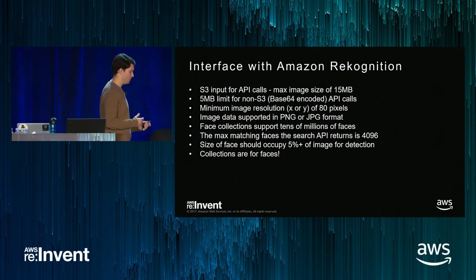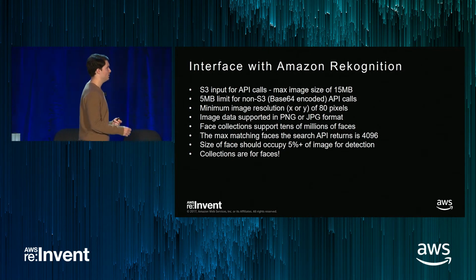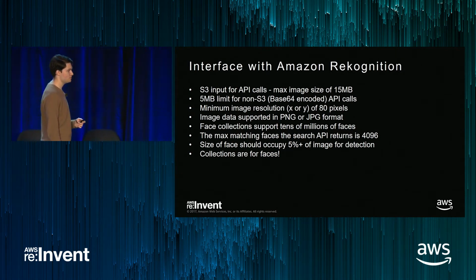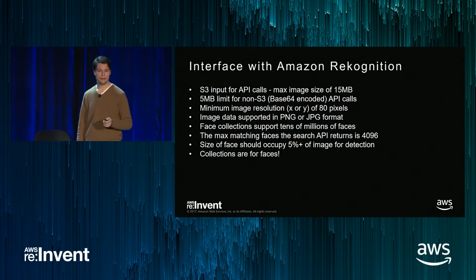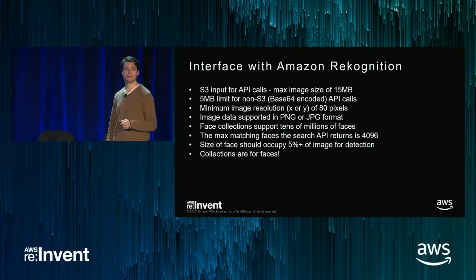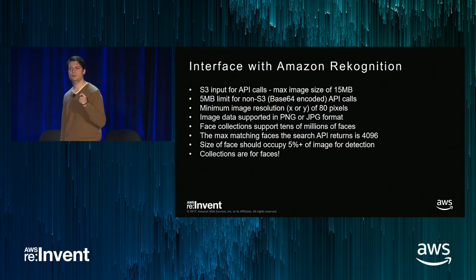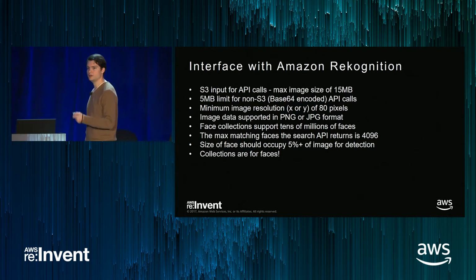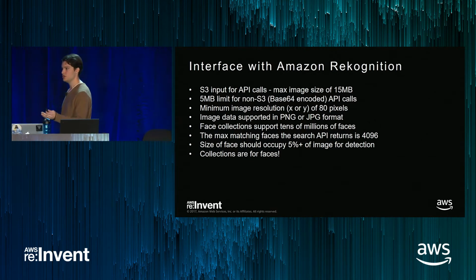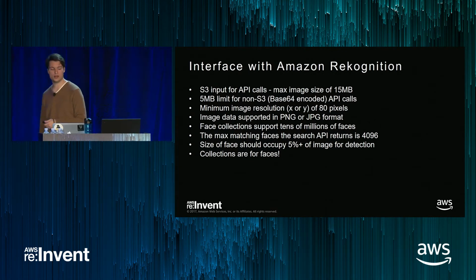So how do you interact with Rekognition? How do you interact with these API calls? Well, you have a few different options. The easiest is to just use the S3 abilities of Rekognition. You've got to specify your bucket name, your file name, and a version of your file. Rekognition will grab your file out of S3 and perform whichever API call you've requested.